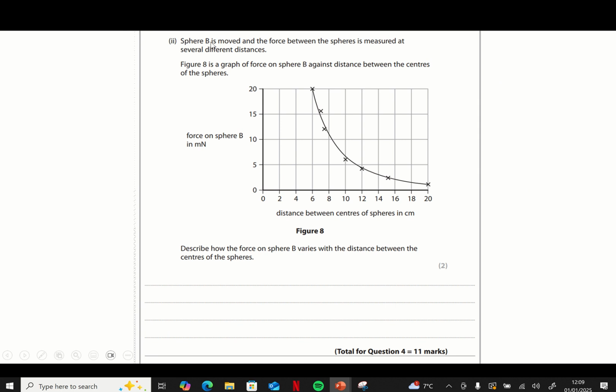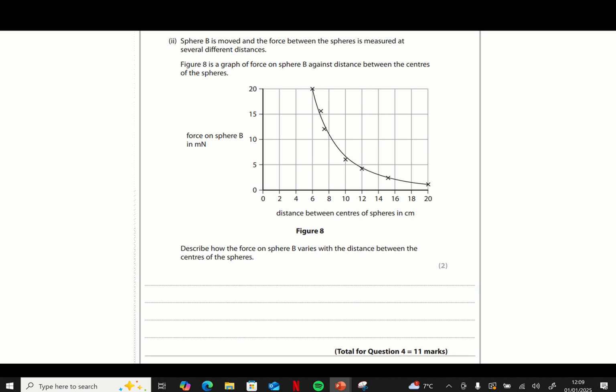Next part, sphere B is moved and the force is measured. So I'm moving that sphere, changing the distance between the spheres. As I move it closer, going this way, or further away that way, I can measure the force. And we can see that as I increase the distance, the force goes down. And it is not directly proportional because there's no straight line. So this is a non-linear relationship.